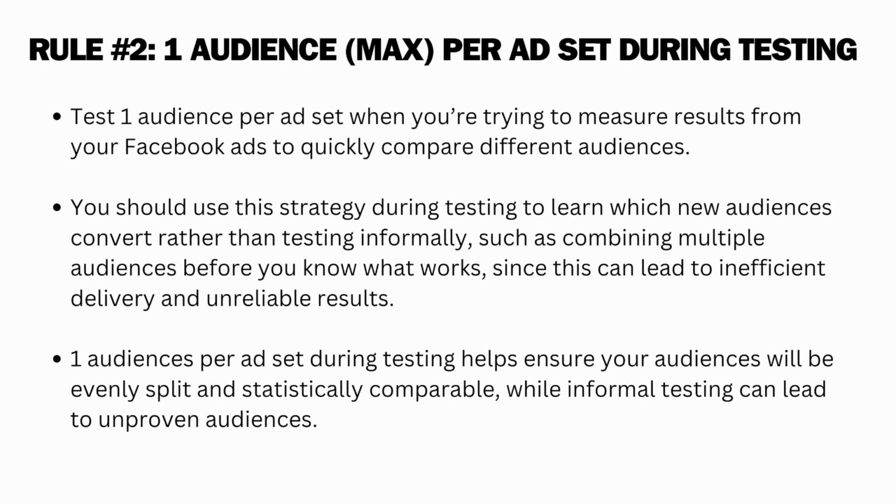Test one audience per ad set when you are trying to measure the results from your Facebook ads, to quickly compare different audiences. You should use this strategy during testing to learn which new audiences convert, rather than testing informally, such as combining multiple audiences before you know what works, since this can lead to inefficient delivery and unreliable results. One audience per ad set during testing helps ensure your audience will be evenly split and statistically comparable, while informal testing can lead to unproven audiences.